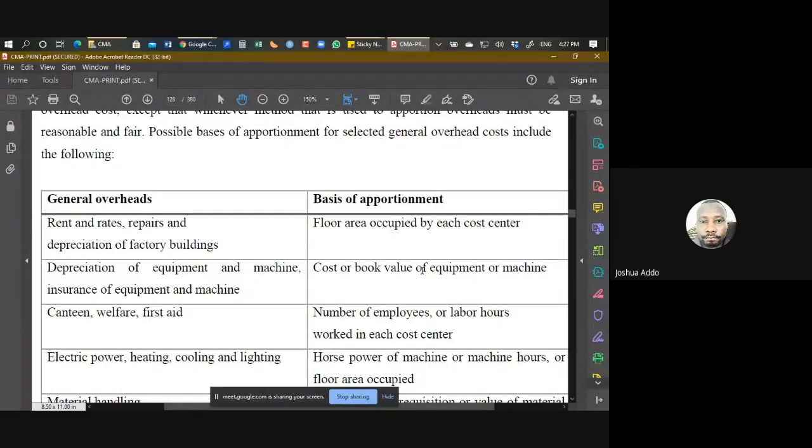Remember, you are apportioning costs. So you are saying, you, this department, take this cost. If you make a mistake and give so much cost to a center which doesn't deserve that, and pricing is based on all this costing.